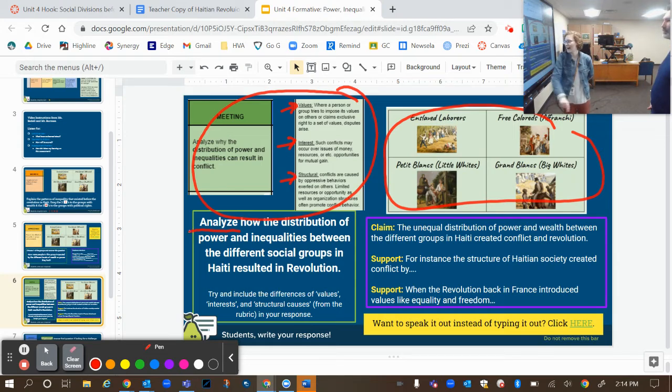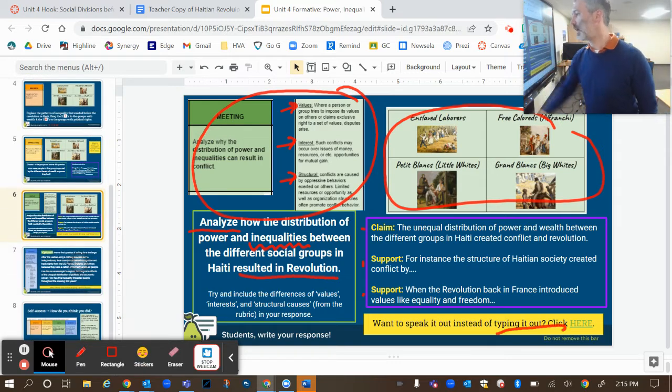So you're going to analyze how the distribution of power and inequalities between the different social groups resulted in revolution. So, how did the inequalities, there we go, result in revolution? So, there's a claim and supporting ideas to help you as you structure your response. Or again, you can speak it out instead if you'd rather. But the idea is you're really thinking about, again, sort of back to the process grid and what was the status quo and how did this affect how people interacted and then eventually led to revolution.